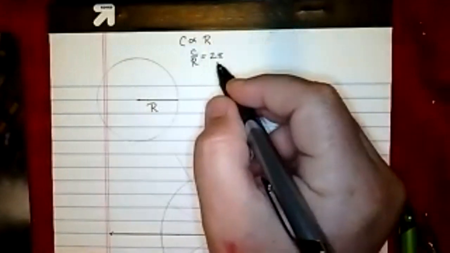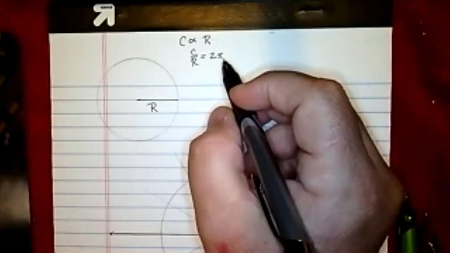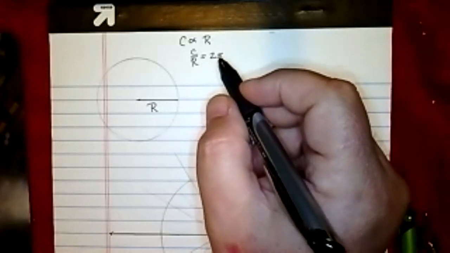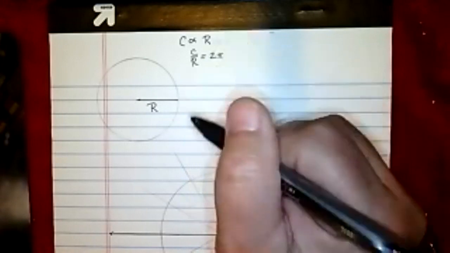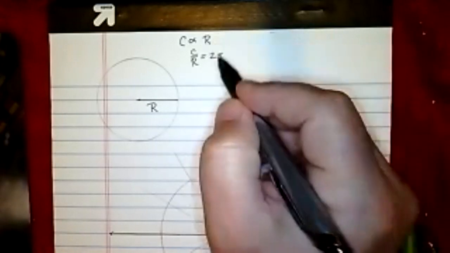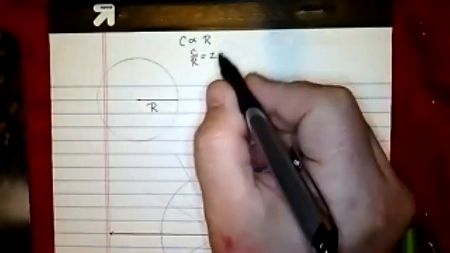So that is the actual ratio. It turns out this number is in fact a non-terminating, non-repeating decimal. It's what we call an irrational number. It cannot be made as a ratio of two whole numbers. So that irrational number 2 pi, just like pi itself, is irrational.